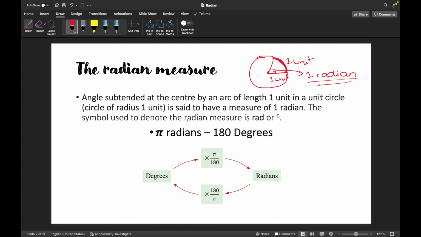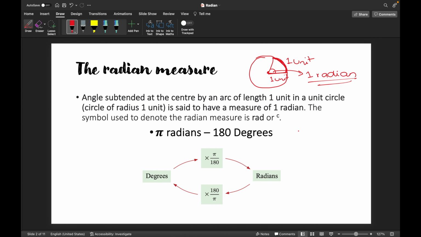So the symbol used to denote the radian measure is either rad or the small c, this one. So we can either use this or this. Okay, so now let's move on. So pi radians equals 180 degrees. That's the conversion factor. If we want to convert from degrees to radians, we're supposed to multiply by pi divided by 180. And if we're converting from radians to degrees, we're going to multiply by 180 by pi. Okay, this is pretty simple.